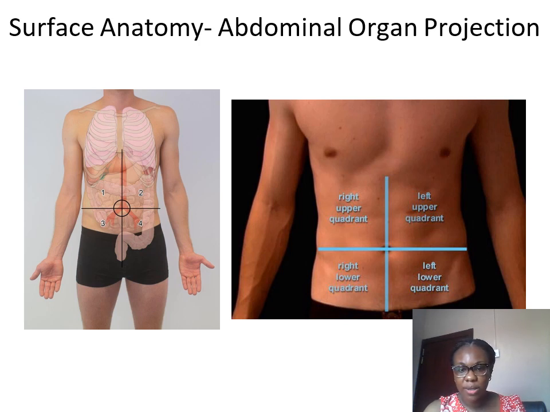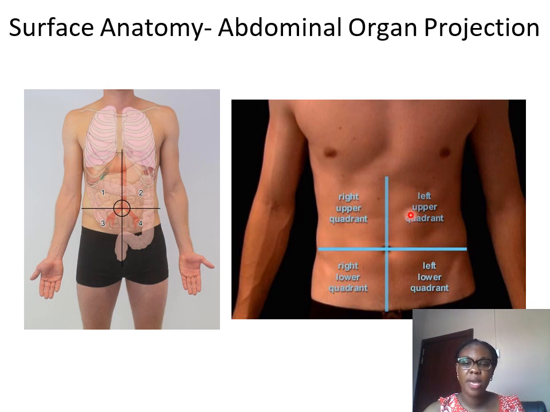The 4 quadrant division will give you the right upper quadrant here, the left upper quadrant, the right lower quadrant, and the left lower quadrant. Now, there's some projections that allow you to know what organs to expect underneath each of these quadrants. So someone tells you, I feel pain here. Your possibilities are, could it be the liver? Could it be the stomach? Could it be the duodenum?